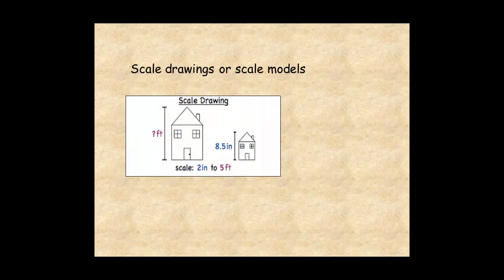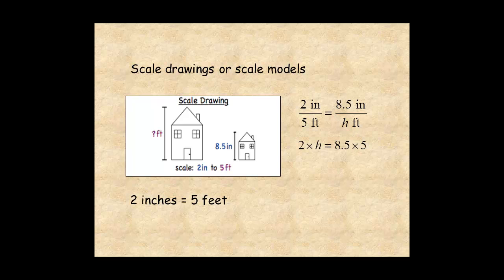Here's another example, a scale drawing of a building. The scale is 2 inches equals 5 feet. So write the scale as a ratio, 2 inches over 5 feet. Next, write a proportion, where the height on the drawing is 8.5 inches, and h is the actual height. Then cross multiply and divide, and you get 21¼ feet.